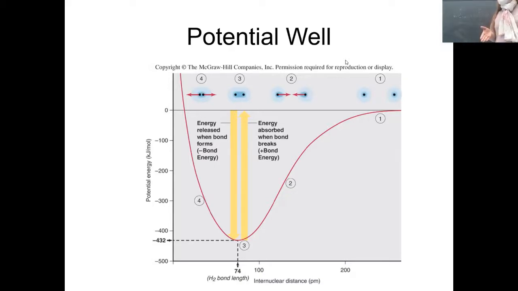So the bottom of a potential well tells us, left to right, how long the bond is, and we talked about that before. What I want to look at are these yellow arrows. This is the energy associated with the bond. This is what we're going to focus on for this section.